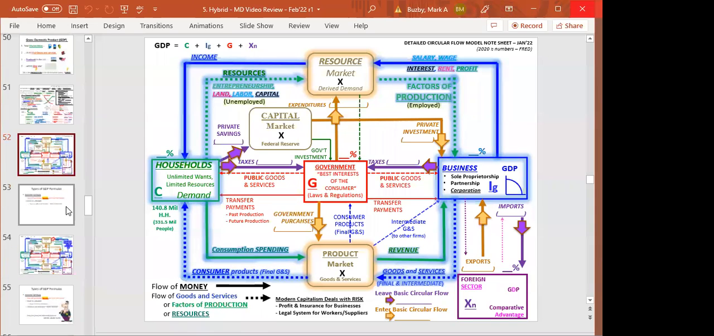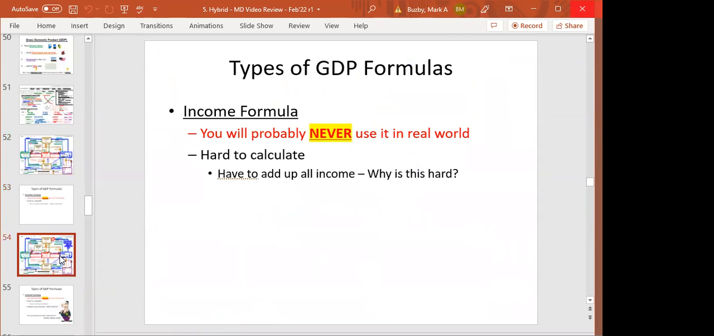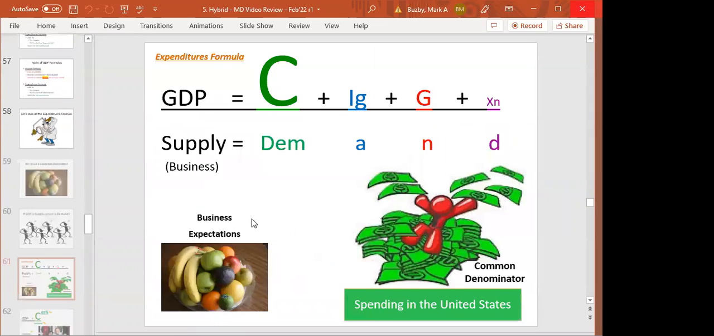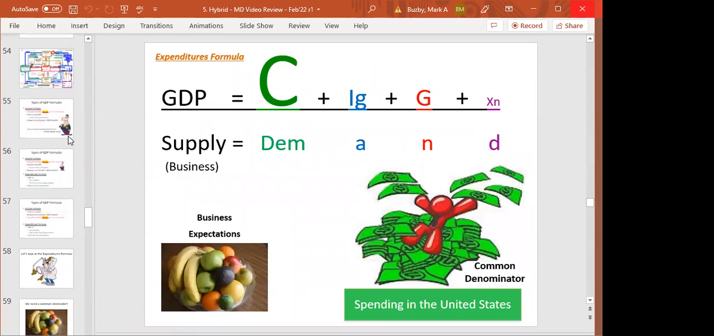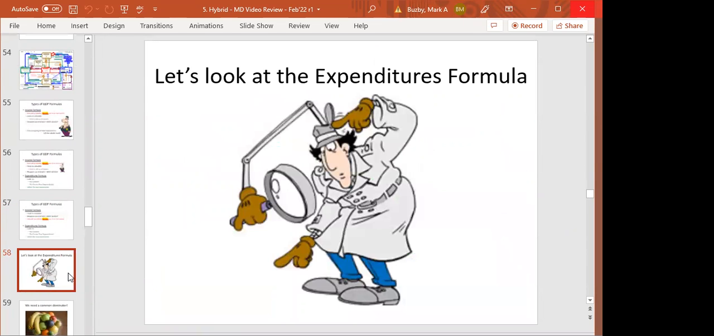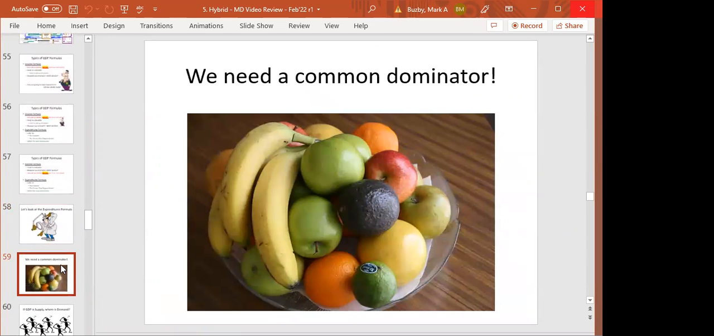All right. Yeah, we already talked about the income formula. We talked about that part. Okay. Yeah, we're never going to use it. Oh, man, let's see. Okay. A little bit about it. Okay, here's where we go.